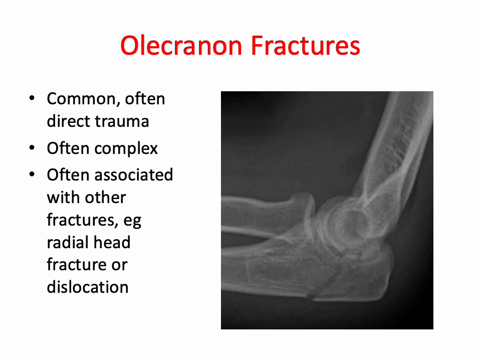Olecranon fractures are most commonly due to direct trauma and are often complex, or at least comminuted, and associated with other fractures around the elbow, like a radial head fracture or dislocation. We've got a comminuted intra-articular fracture of the olecranon of the ulna here.